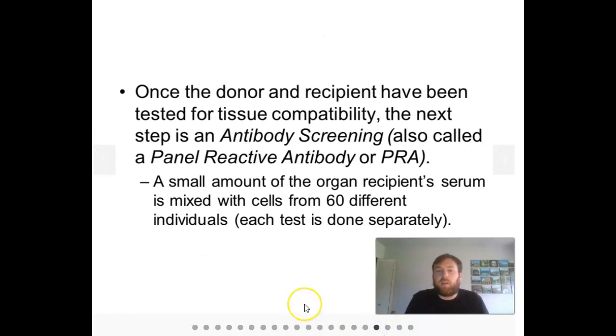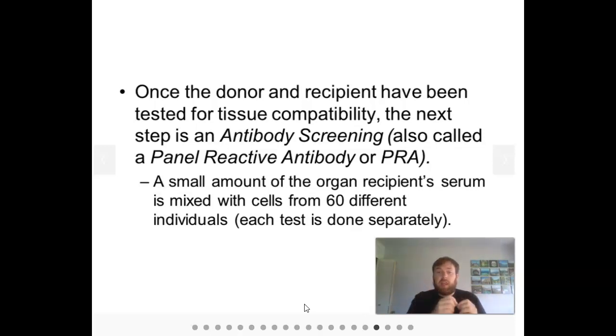Now, once the donor and recipient have been tested for tissue compatibility, the next step is antibody screening, also known as a panel reactive antibody or PRA test. This will incorporate a small amount of the organ recipient's serum, aka the blood that they have with the leukocytes, mixed with cells from 60 different individuals. Each test is going to be done separately. We're not going to put all 60 into one pile and put the serum in there.